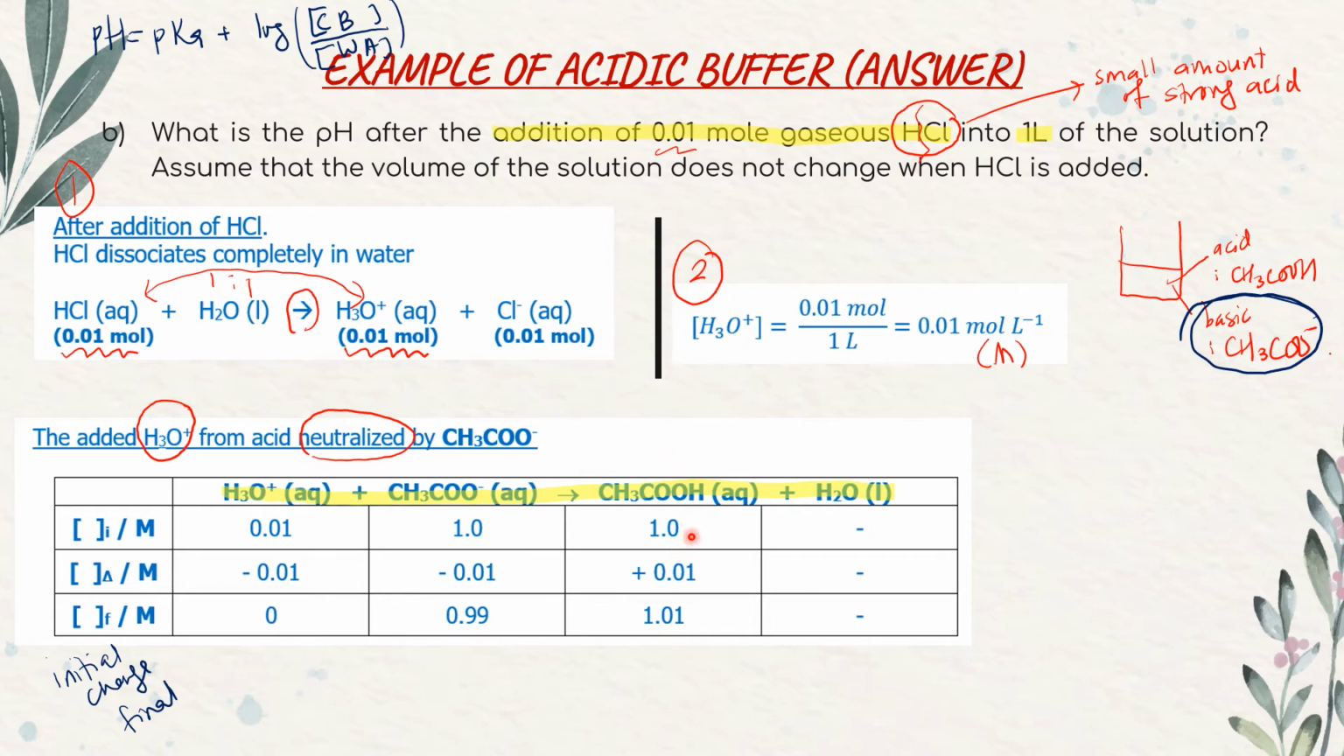CH3COOH 1.0. Now as for the change, how do we know how much we need to subtract? Usually in an ICE table we put X, because we are not sure how much to subtract or how much to add. But for the buffer reaction here, we know exactly how much to subtract. How do we know? Our target is that we need to remove any concentration of H3O+ added.